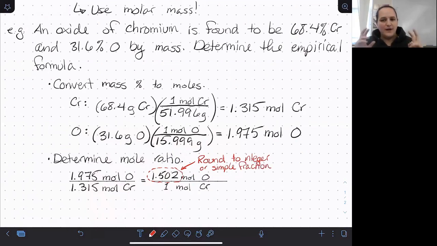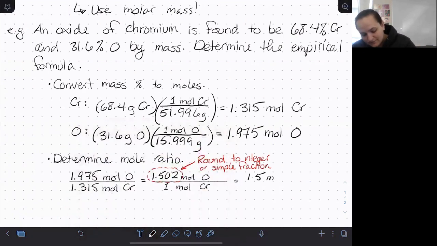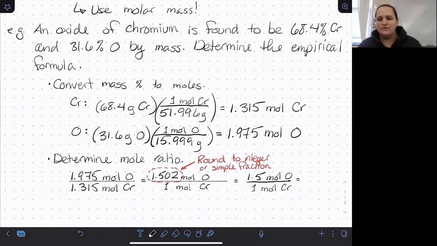So by simple fraction, I'm talking like a half, a third, a quarter, maybe a fifth, but even that is getting a little bit too specific for a lot of things. So 1.502 is very, very close to being 1.5 moles of oxygen per 1 mole of chromium. There we go. So we're still not at an integer, but we're at a place where we can clearly get to an integer.